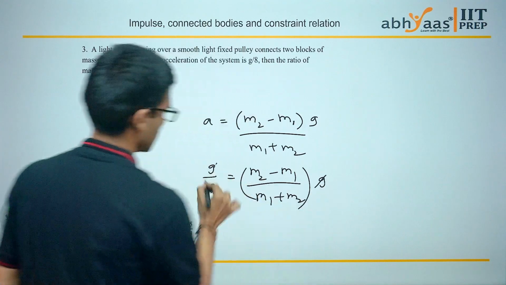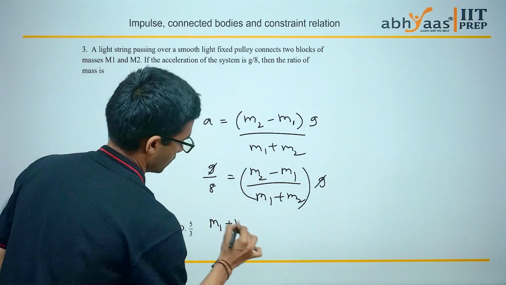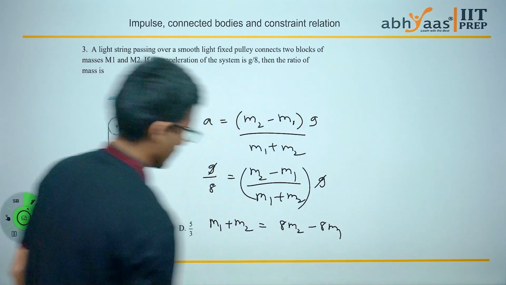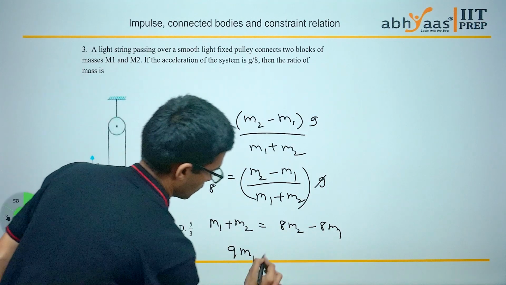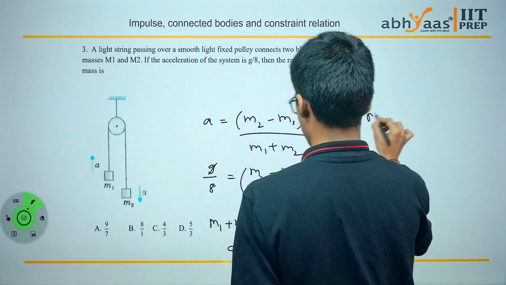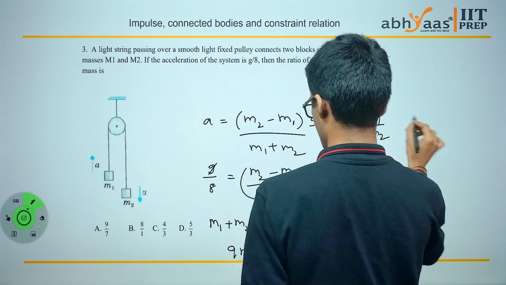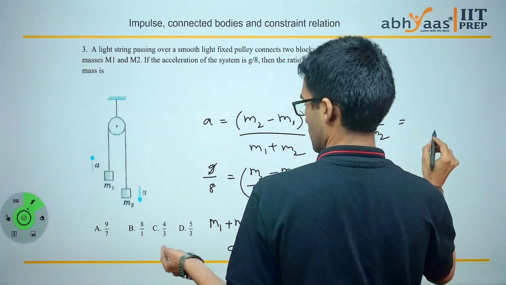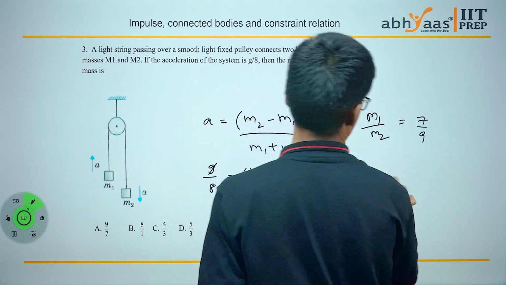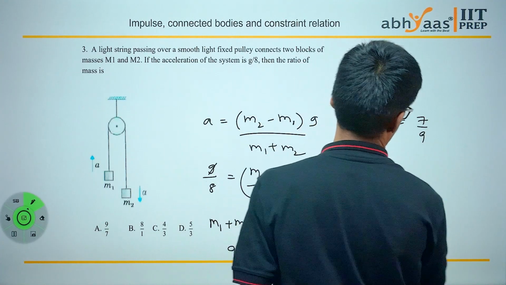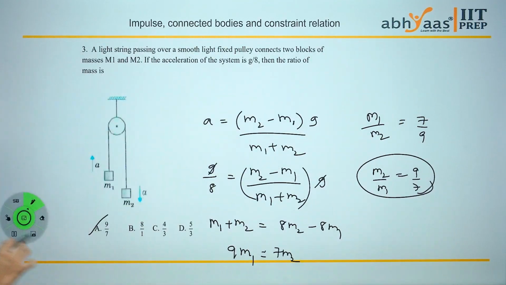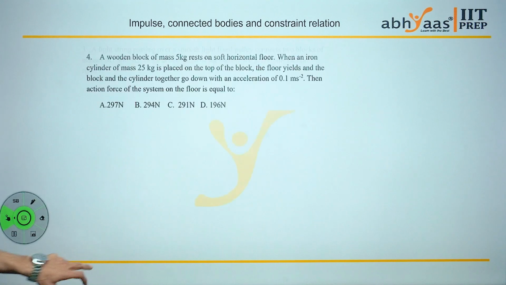G get cancelled. M1 plus M2 is equal to 8m2 minus 8m1. So what happened? 9m1 is equal to 7m2. So m1 by m2 is 7 by 9. Or reciprocal, m2 by m1 is 9 by 7. Okay, that is the answer. Simple direct question only. No need to worry about this kind of problems.